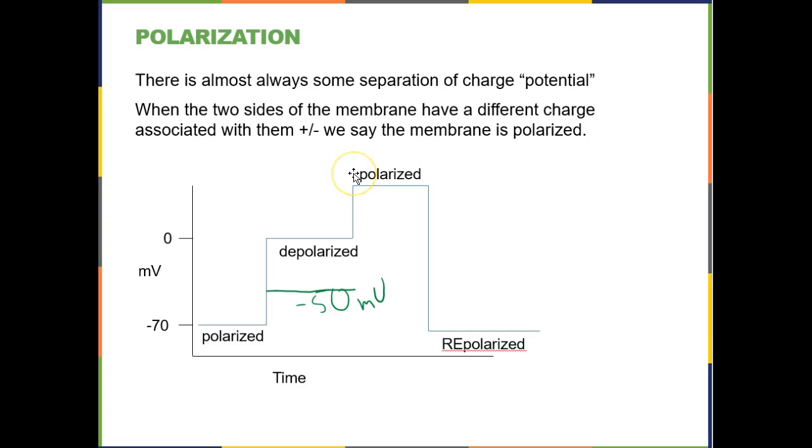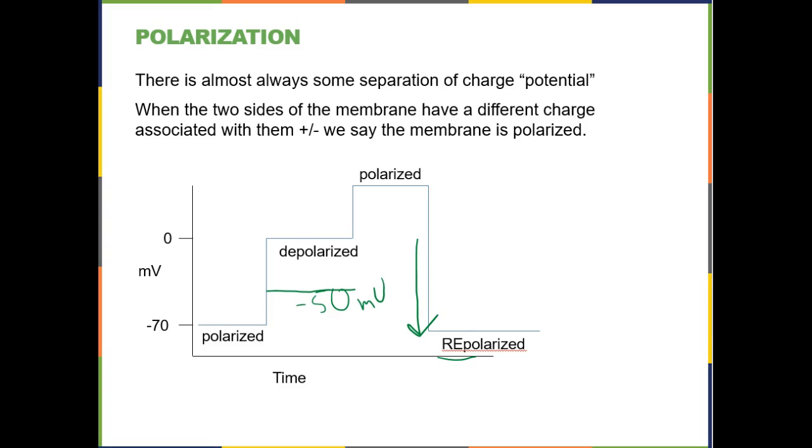You can polarize it in the opposite direction, positive on the inside, negative on the outside, but we generally don't talk about that. I probably shouldn't have even put it there. Then if you go from depolarized back to your resting membrane potential, we call that repolarized. So you reestablish your resting membrane potential.